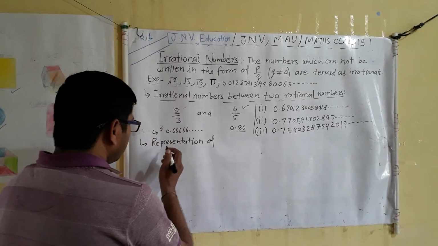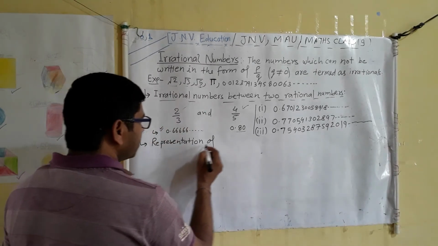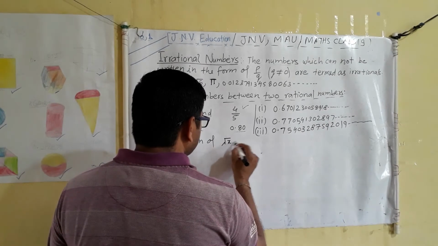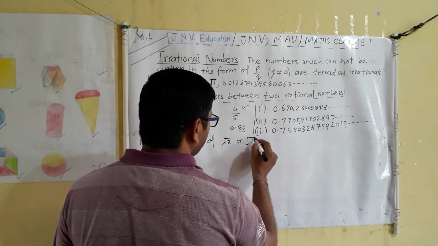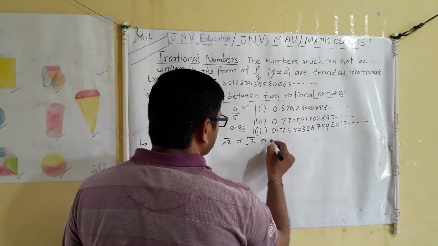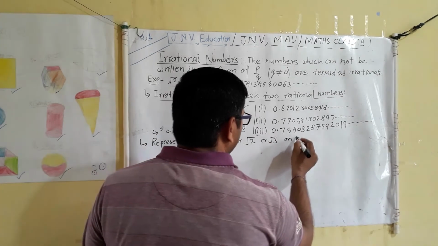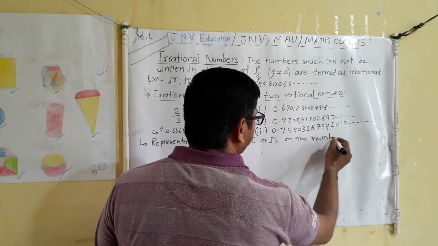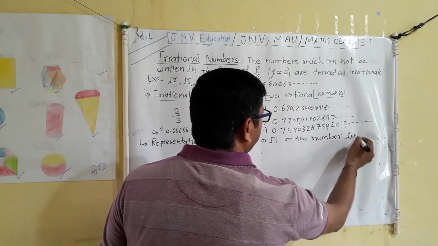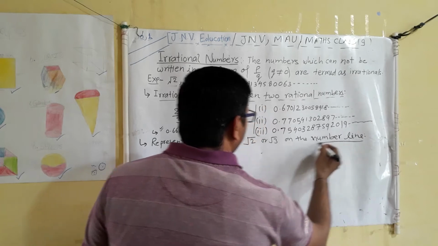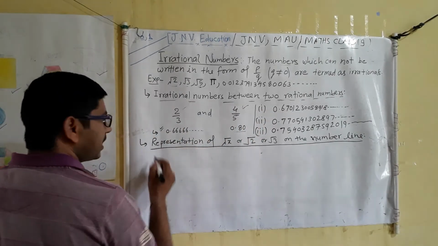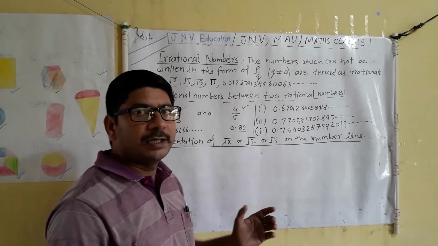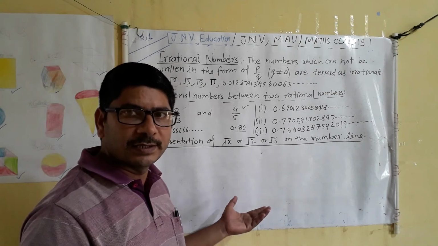Now the next topic is representation of square root x, or square root 2 or square root 3, on the number line. How can we represent an irrational number on the number line?